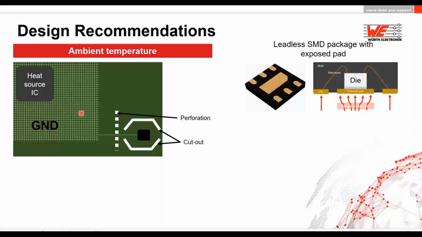Also, the ground plane is the most common thermal conductive element in the whole PCB. So the sensor should be placed outside the whole ground plane, and also the hashed ground plane also helps in thermal conductivity.